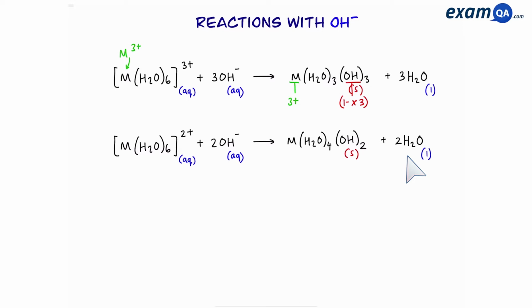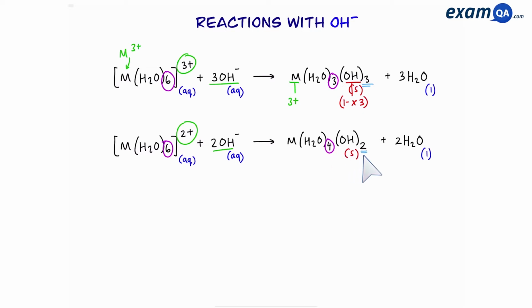So have you noticed the pattern? Let's start with the top one. When you have a 3+ hexaaqua ion, then you're going to need 3 hydroxide ions. So from the 6 water molecules, you have 3 left, and 3 of them have broken down into hydroxide ions. As for the next one, if the charge is 2+, that means we're going to require 2 OH- ions. Again, from the 6 water molecules, 4 are left, and 2 have broken down into hydroxide ions.